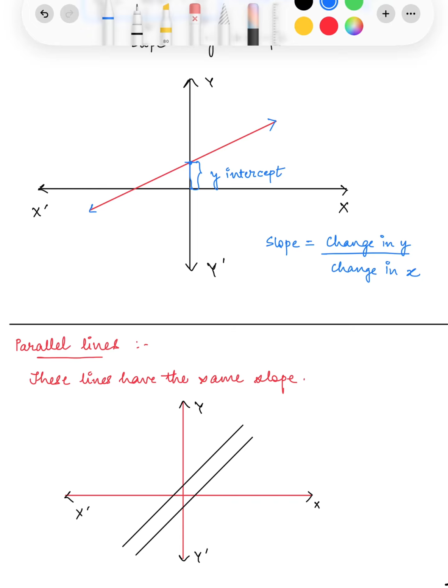Be careful to see that for the y-intercept it is 0 comma something. Okay, so it is 0 comma the y part of it. So y-intercept always has the x value as 0. This is very important in solving any sort of questions. And the slope, as we mentioned earlier, is the change in y divided by change in x.